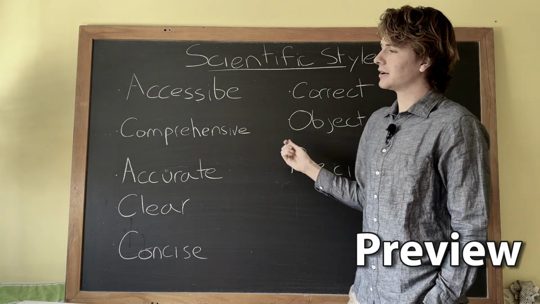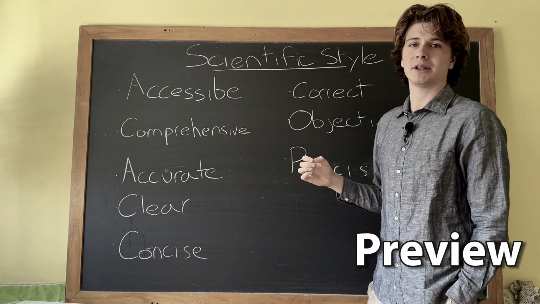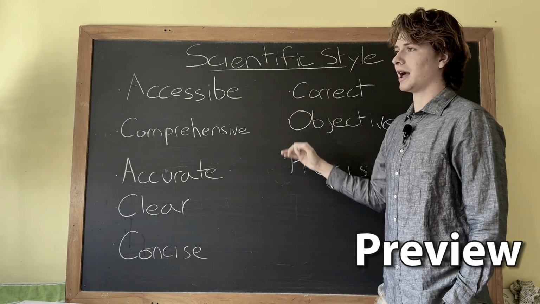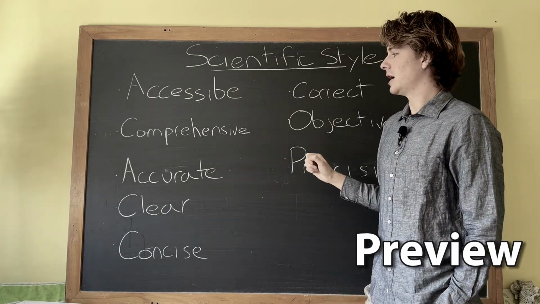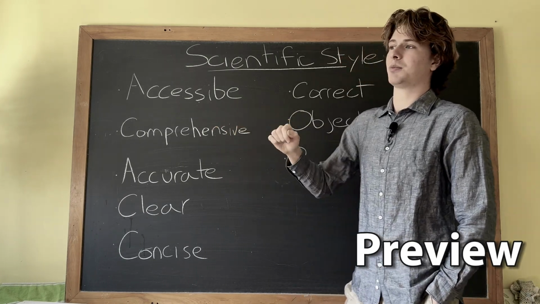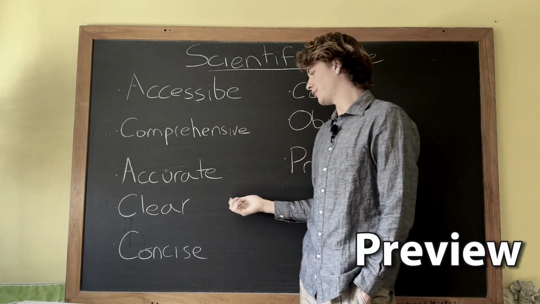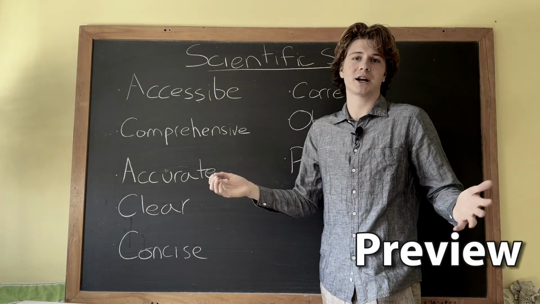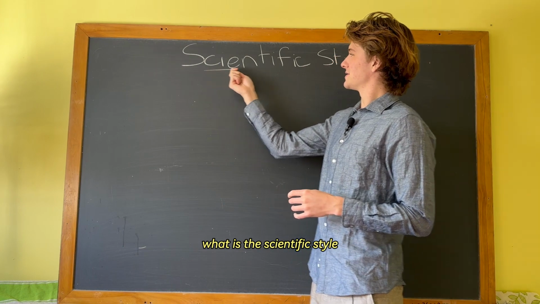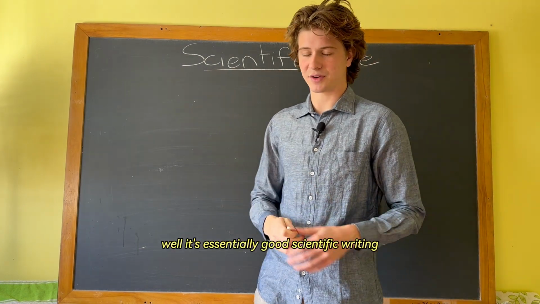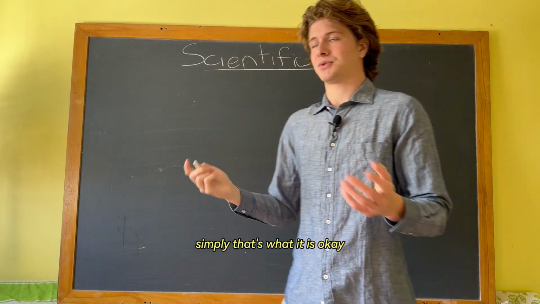Because if you're not conveying the information properly, if you're not conveying in words what you're doing in real life properly, accurately, clearly, it's not actually going to get interpreted in the right way, right? There's no room for abstractness. There's no room for interpretation in science. We're concerned with objective truth here. What is the scientific style? Well, it's essentially good scientific writing. Simply, that's what it is.